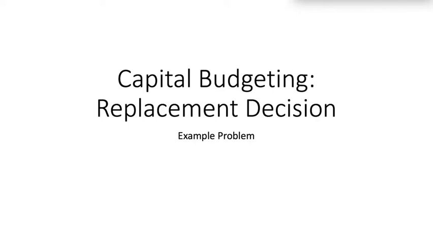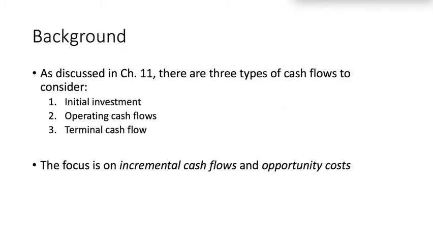In this example, we're going to look at a specific capital budgeting decision about replacing an old asset with a new asset. As we talked about in the Chapter 1 lecture, there are three types of cash flows to consider. One is the initial investment amount. How much is the new asset going to cost? Two, what are the operating cash flows generated over the course of the timeline of the project? And third, what is the terminal cash flow when the project is over? What can we sell the assets for?